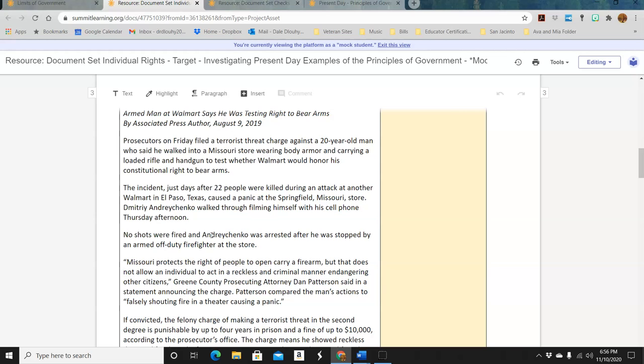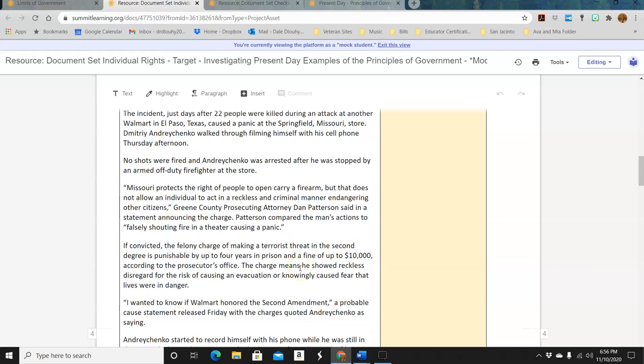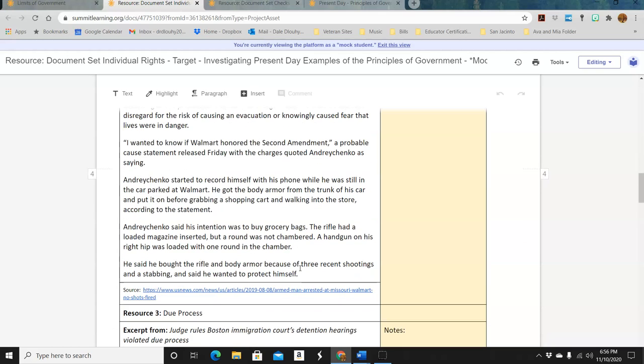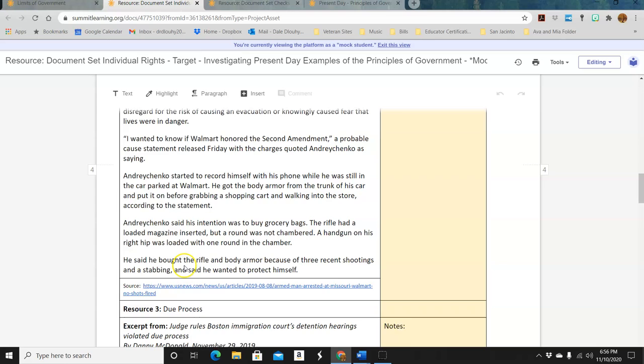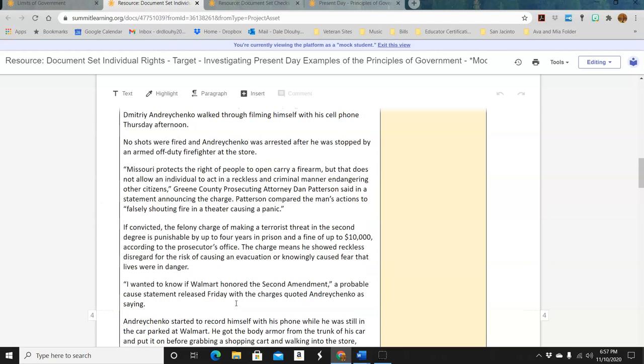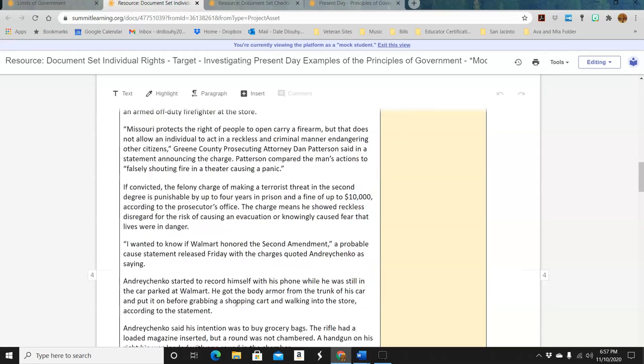It was like a week later. He walked to Walmart with a bunch of weapons and wearing body armor, and he said that he felt unsafe, so he had to walk into Walmart to feel safe in what he was doing. This is an interesting one to use for the right to bear arms, or Second Amendment. All right, as it says here, the guy says, I wanted to know if Walmart would honor the Second Amendment. Or it says at the bottom, he said he bought the rifle and body armor because of 3 recent shootings and a stabbing, and he wanted to protect himself. All right, so this is a good article to use for your Second Amendment.